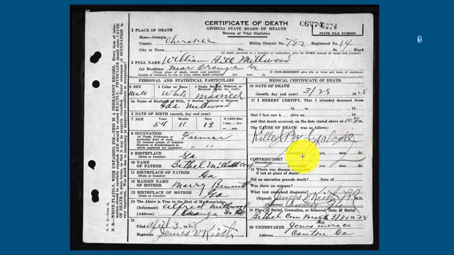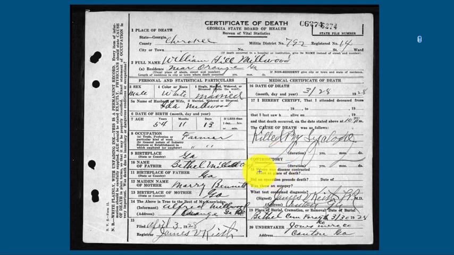There are other things down here like contributory. A lot of times you see this stuff just kind of written up in here, contributory. So it might say heart disease, and then maybe they had pneumonia and that's what finally killed them, but they had been suffering with heart disease, that sort of thing.